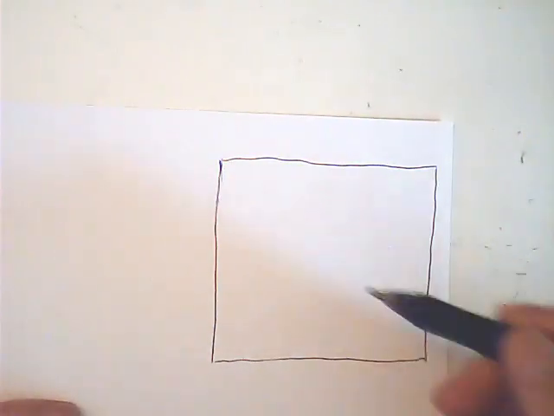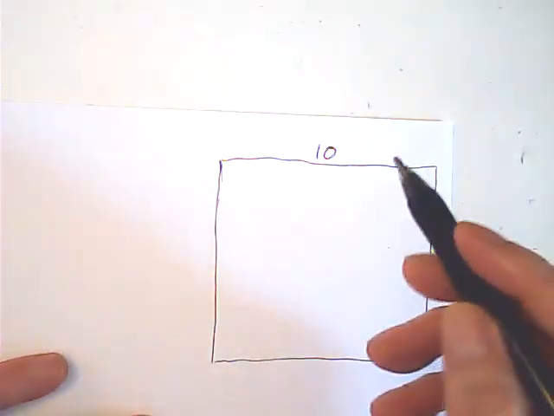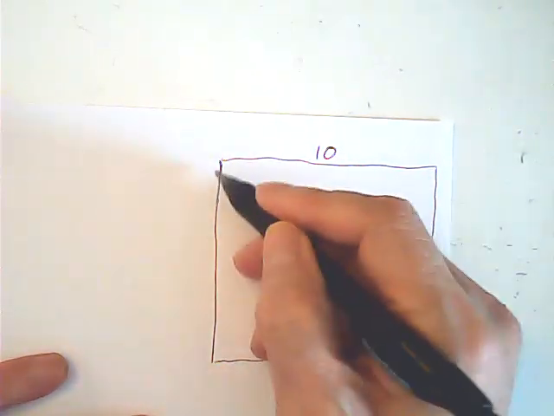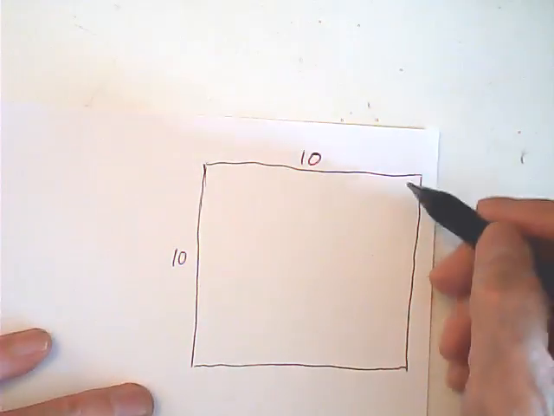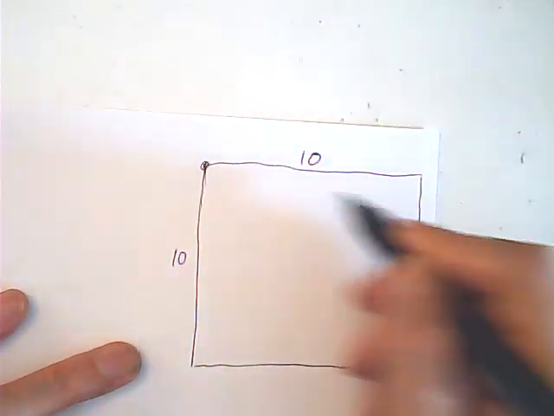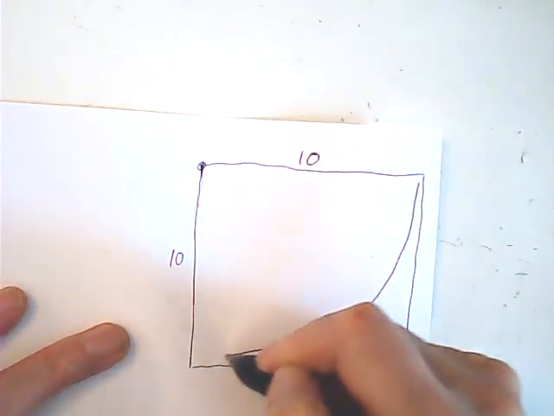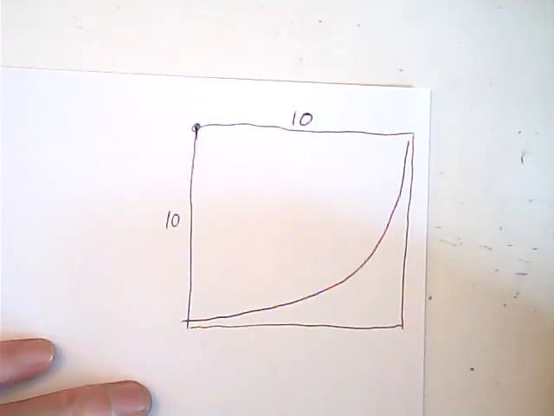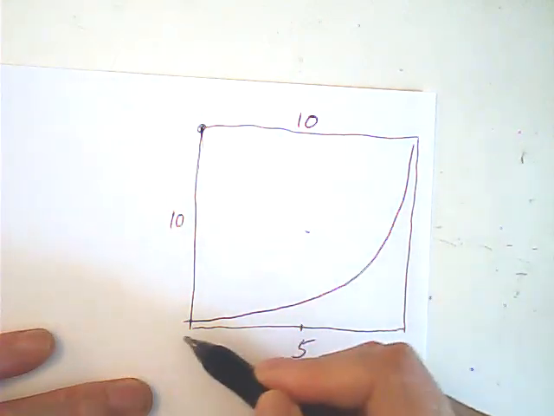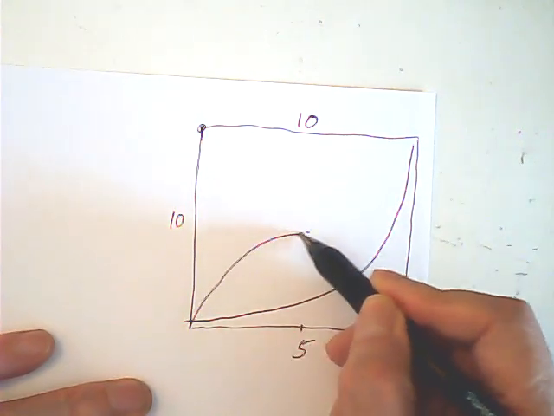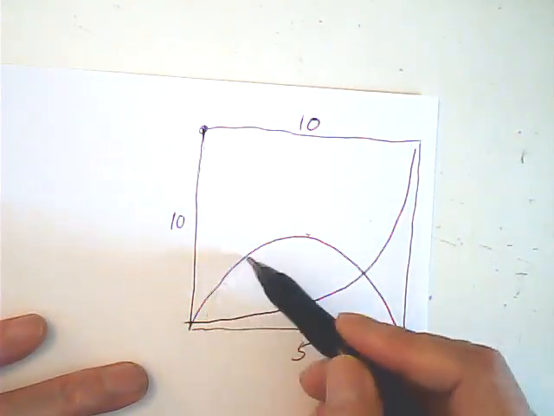Here's a square, 10 by 10. This is 10. Now, this is the center, this is the radius. We draw a quarter circle. And then this is the center, this is the radius. We draw a half circle, a semicircle. And we're looking for this area.